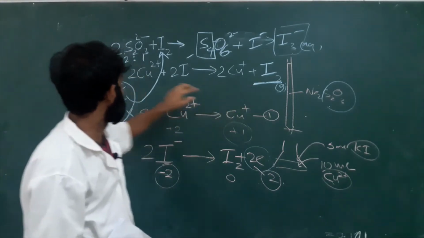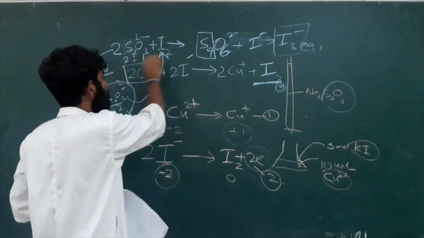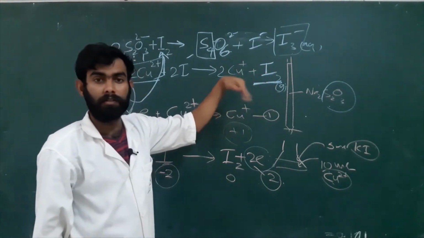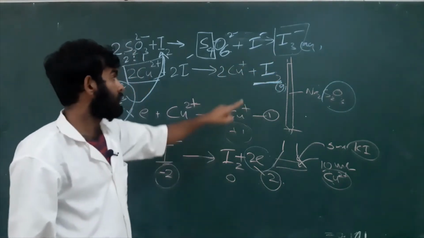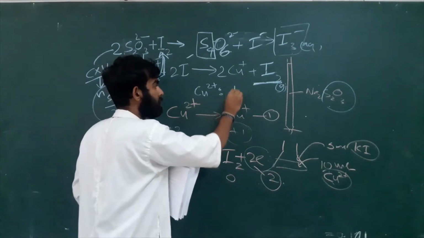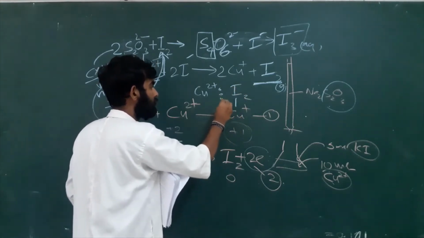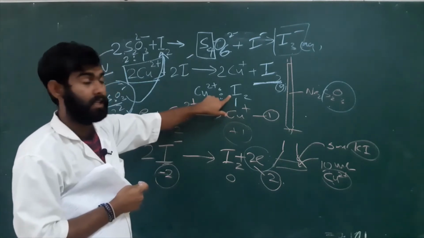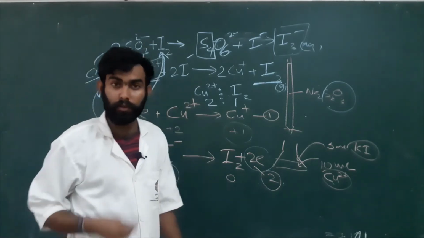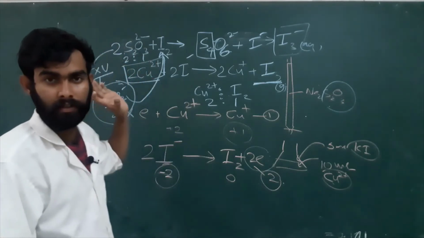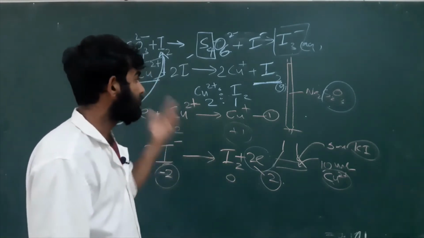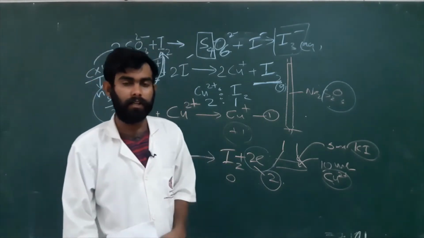Okay, now the number of copper moles will be equal to the amount of iodine multiplied by 2. The molar ratio of Cu2+ to I2, the stoichiometry, is 1:2. So we have to multiply the number of moles of iodine by 2 to get the copper number of moles. By using this procedure, you can calculate the concentration of copper as well as its number of moles and also its mass. So this is the procedure. I think the procedure is clear for you.